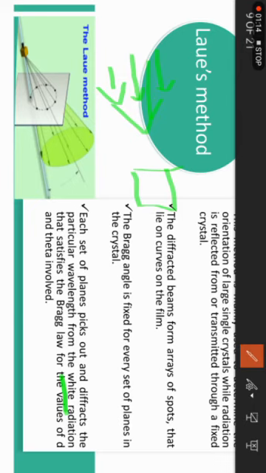The single crystal has a fixed angle, so theta is fixed, but lambda is varying. Since the distance d is also fixed, in 2d sin theta equals n lambda, 2d sin theta are all fixed, but lambda is a variable here. Due to this variable lambda, we have different conditions and different spots at different wavelengths, which helps us find the pattern or array of spots on the film.